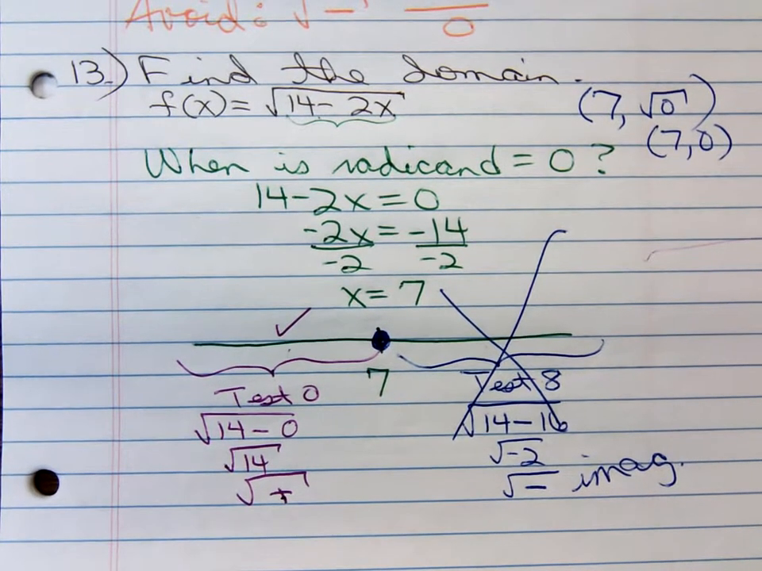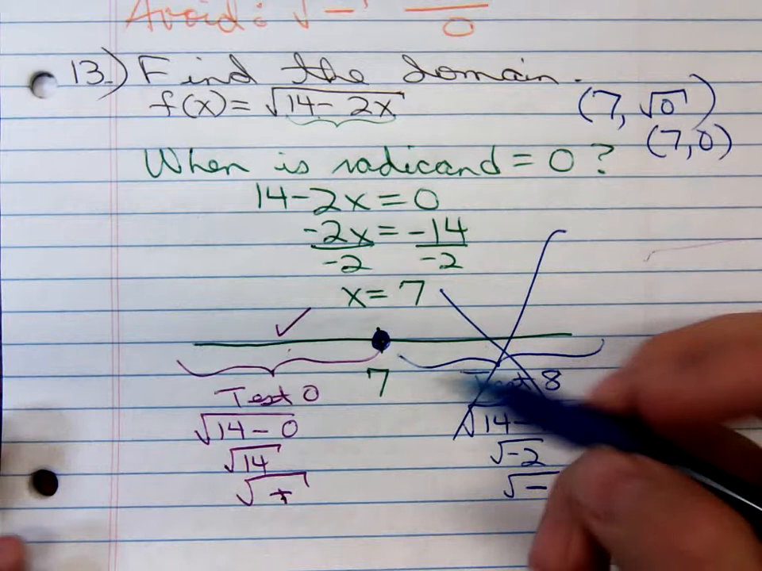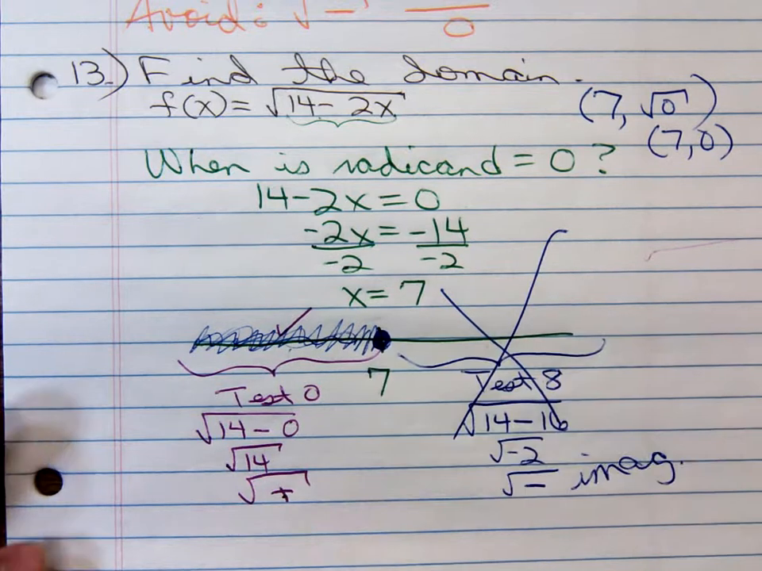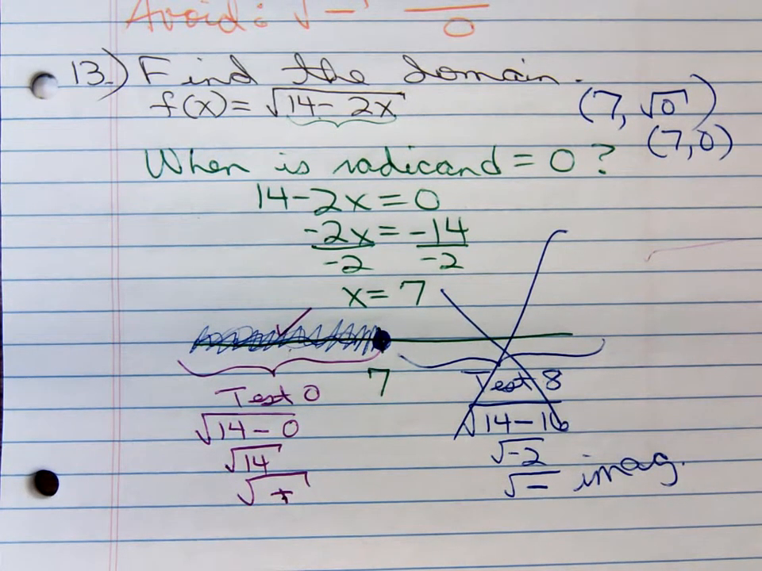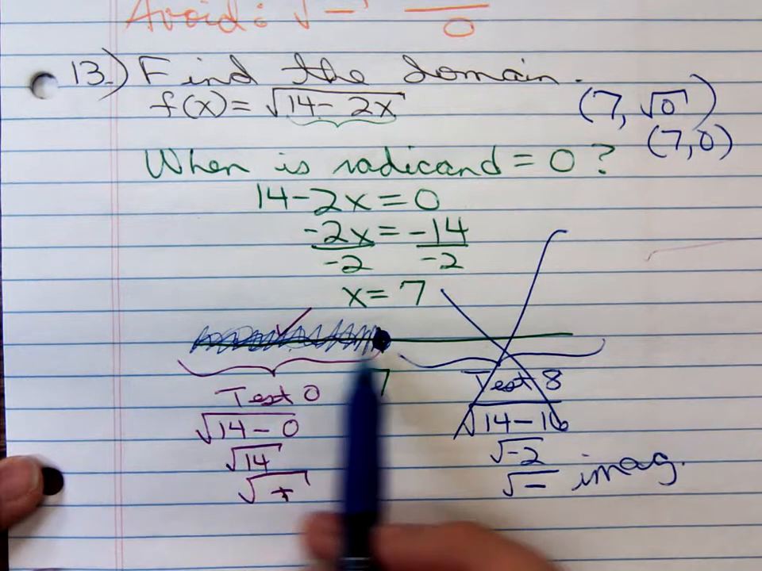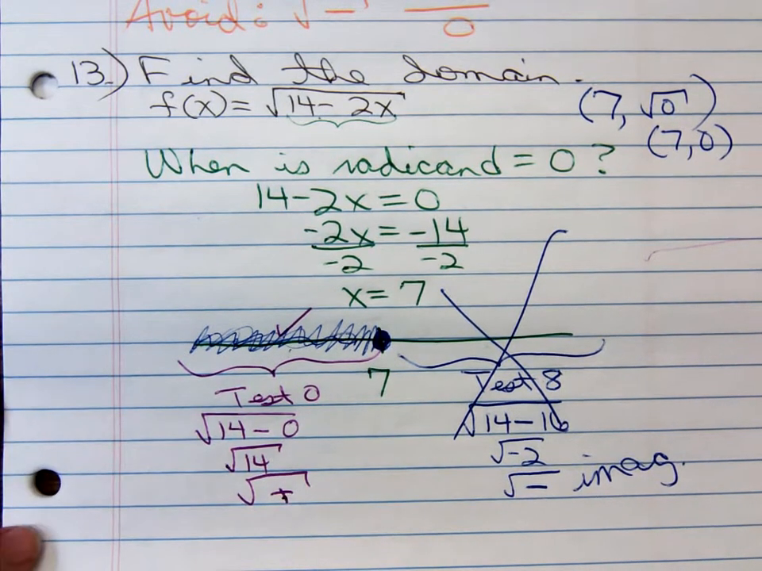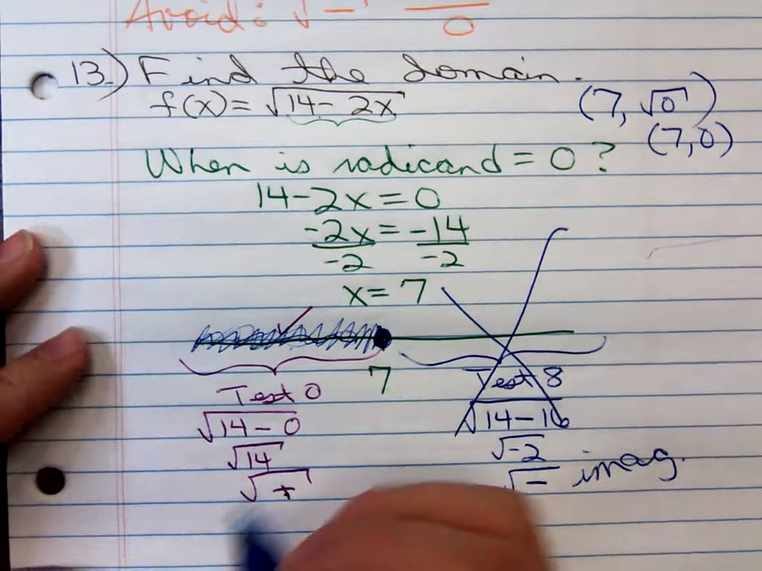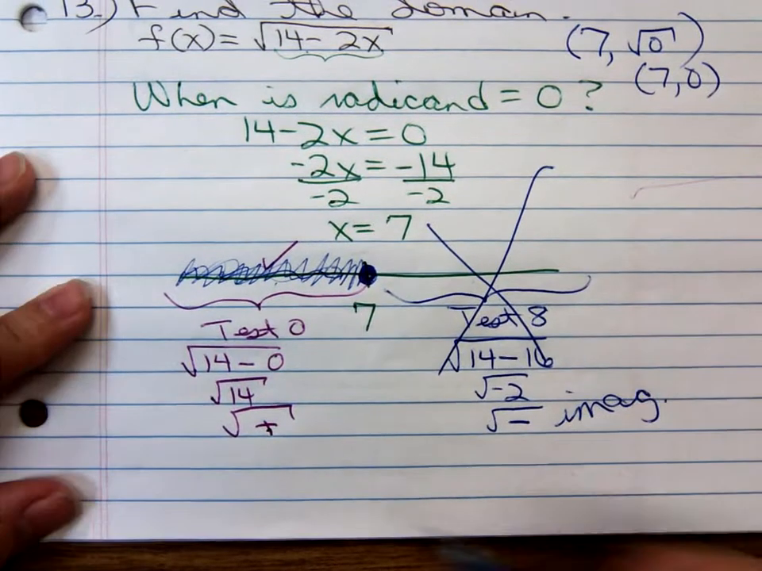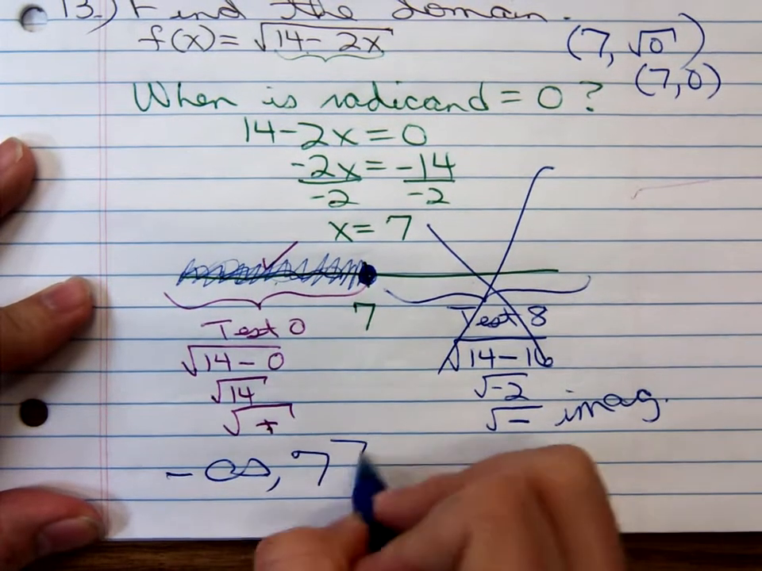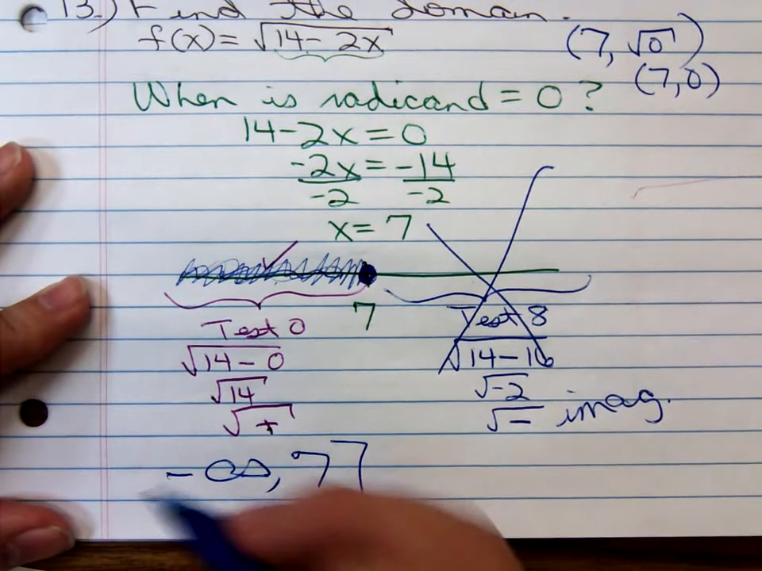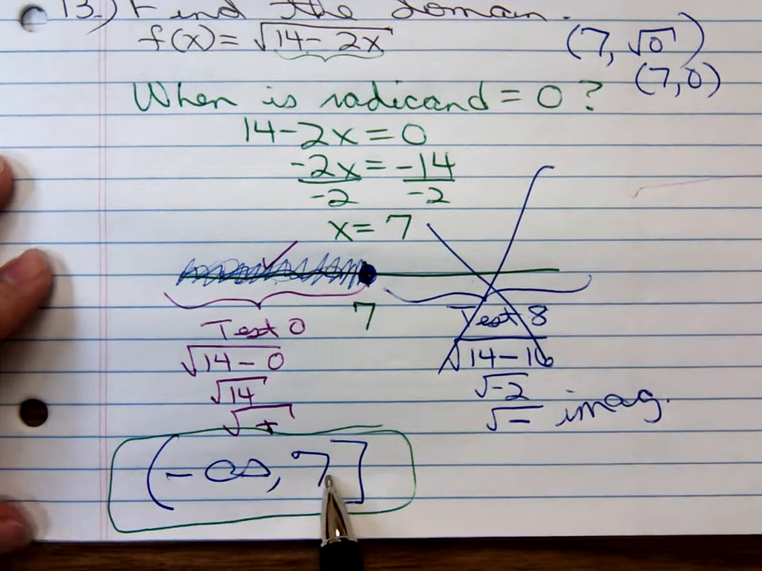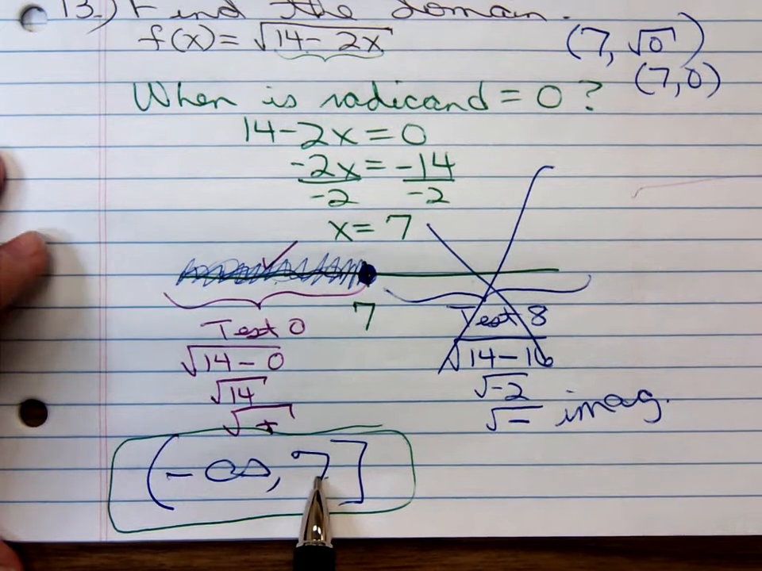Maybe I should have shaded. That's what we would do when using the cut point method. How do I express this interval using interval notation? This is the domain: the numbers to the left of 7, including 7. Negative infinity, comma 7, bracket. And what goes in front of the negative infinity? A parenthesis. You can plug in any number to the left of 7, including 7, and in turn you get a real number back for y, not an imaginary number.